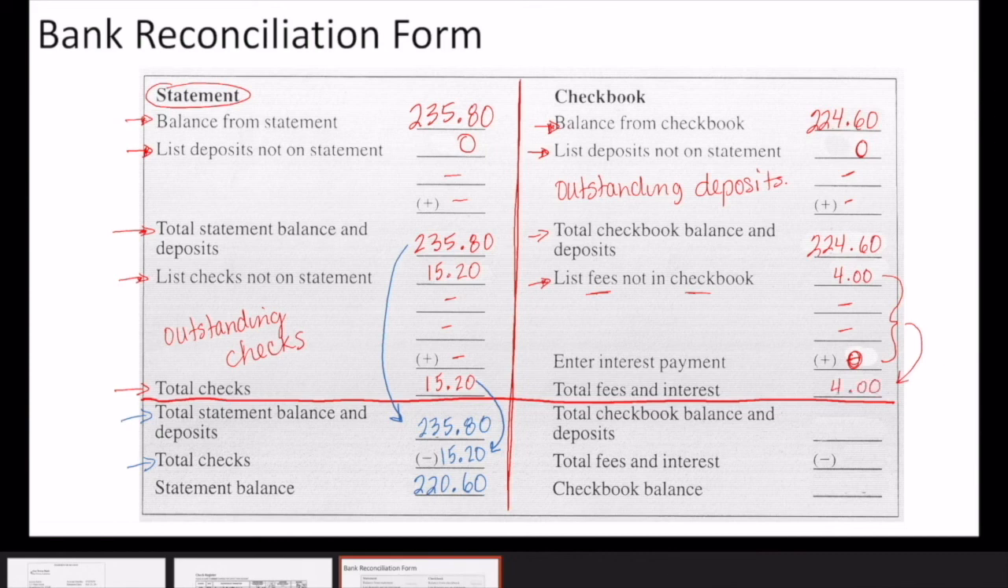Next, we're going to total up the right side of our reconciliation form. I kind of have a mess here, but I think you can follow along. Okay, first of all, we're going to take a look at our total checkbook balance and deposits. So we take our total checkbook balance and deposits, and we will move that number down here. We have to transfer our total fees and interest down. And so this number here will go there.